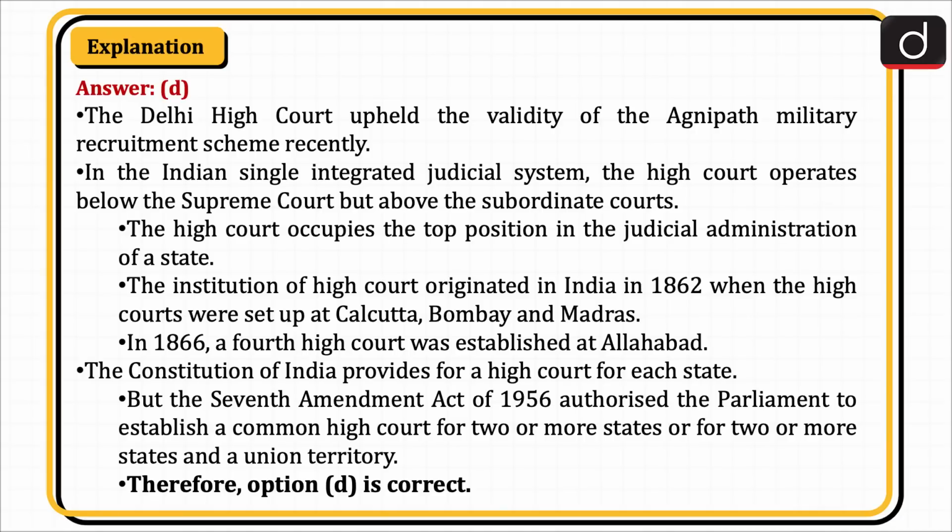The Constitution of India provides for a High Court for each state, but the 7th Amendment Act of 1956 authorized the Parliament to establish a common High Court for two or more states or for two or more states and a union territory. Therefore, option D is correct.